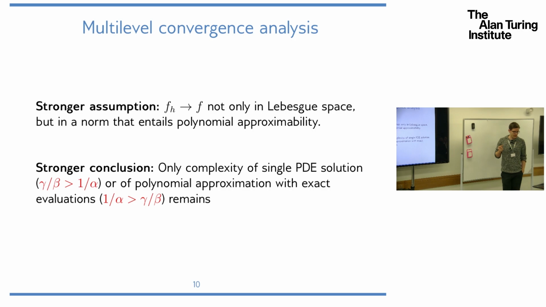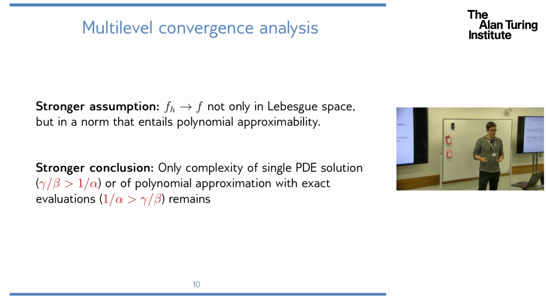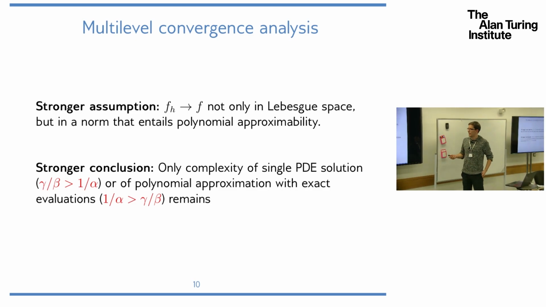Okay, I already said that the result that we get is that only one of those terms in the exponent of epsilon remains. So if the cost of the PDE complexity dominates, then only this term gamma over beta will remain in the exponent. If the polynomial approximation properties of your function f are the dominating ones, then this term will remain. And as always, there's a trade-off which takes the form that you need slightly stronger assumptions to get a slightly stronger result. So in particular, you need to show that your function f_h does not only converge to the true function f in a Lebesgue space or in some pointwise space, but in a norm on the parameter domain that entails polynomial approximability. So for example, in a C^k norm or in a Hardy space norm.